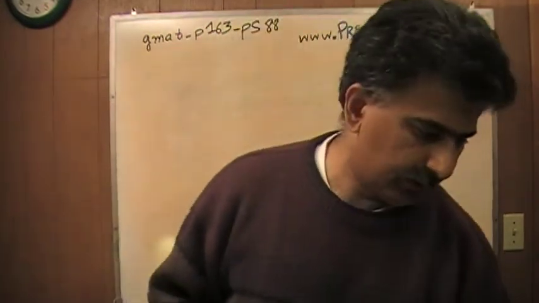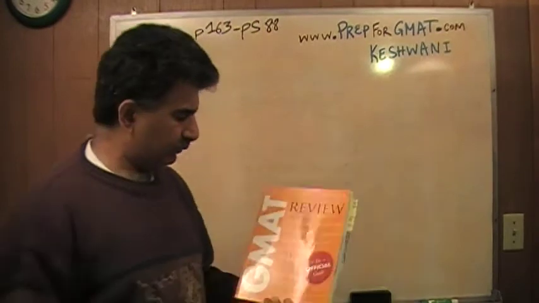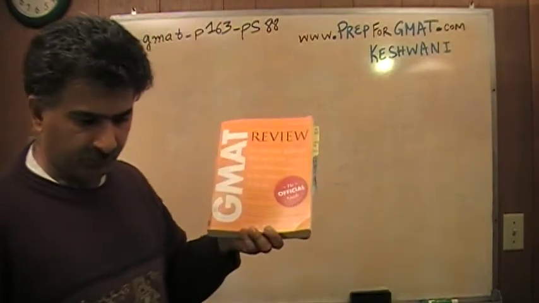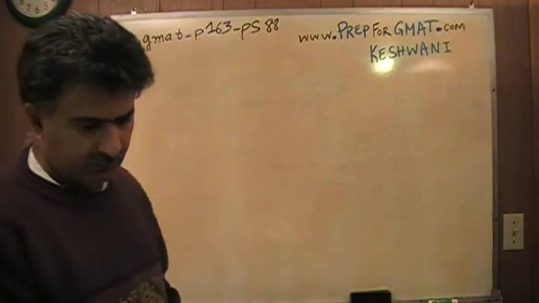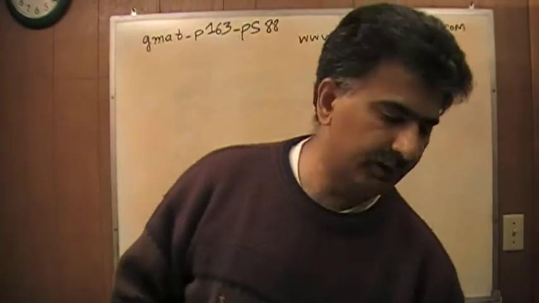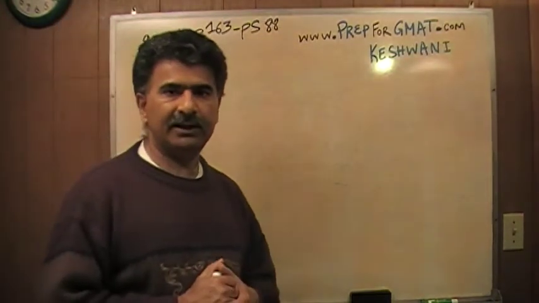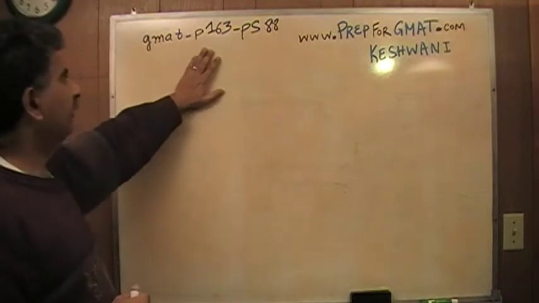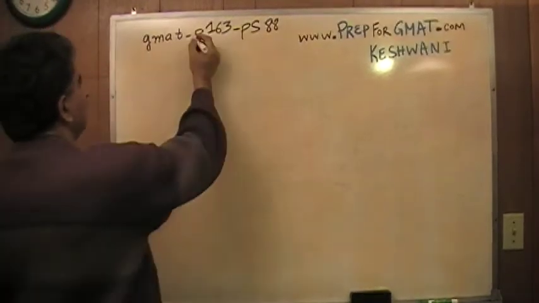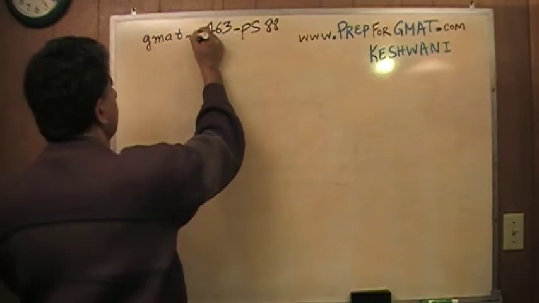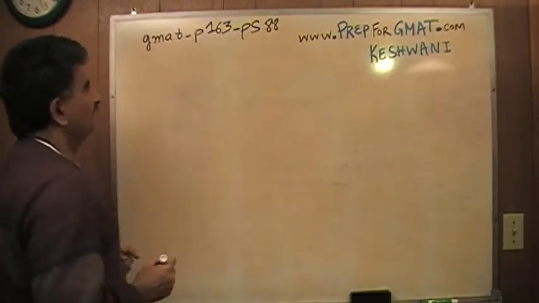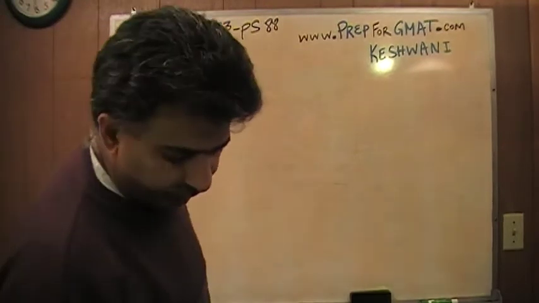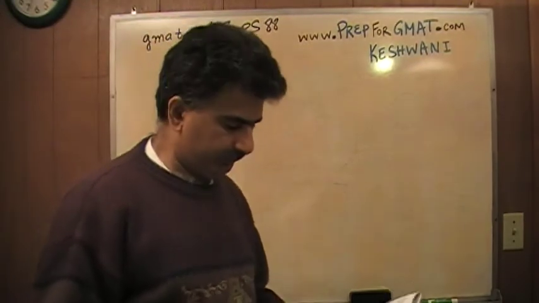I have been solving math problems for GMAT out of this book, the GMAT Review, the official guide. If you don't have this book, buy one immediately. If you're thinking about sitting for the GMAT, you can purchase it at mba.com. The problem that I will solve right now is the one on page 163, problem solving, number 88. You must have the book in front of you, otherwise you will not follow the problem.